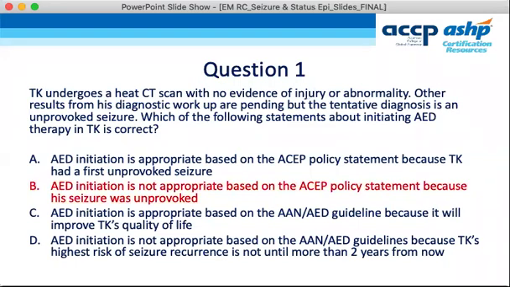The correct answer is B. Initiation is not appropriate based upon the ACEP policy statement because the seizure was unprovoked. Answer choice A is incorrect, as AED does not need to be initiated, as it's his first unprovoked seizure. C is incorrect, as the initiation of an anti-epileptic has not been proven to improve quality of life, although it can reduce the absolute risk of seizure by up to 35%. D is incorrect, as the highest risk of seizures is within 2 years.